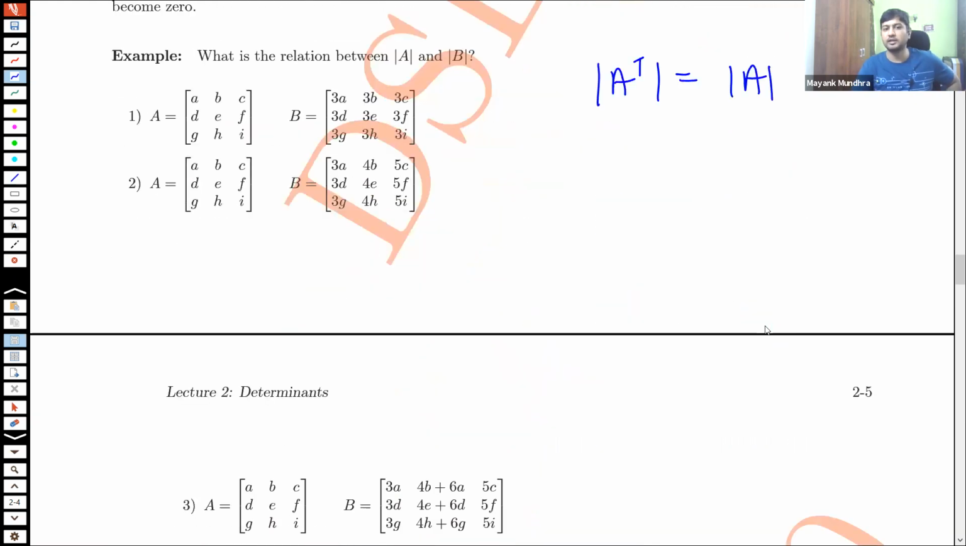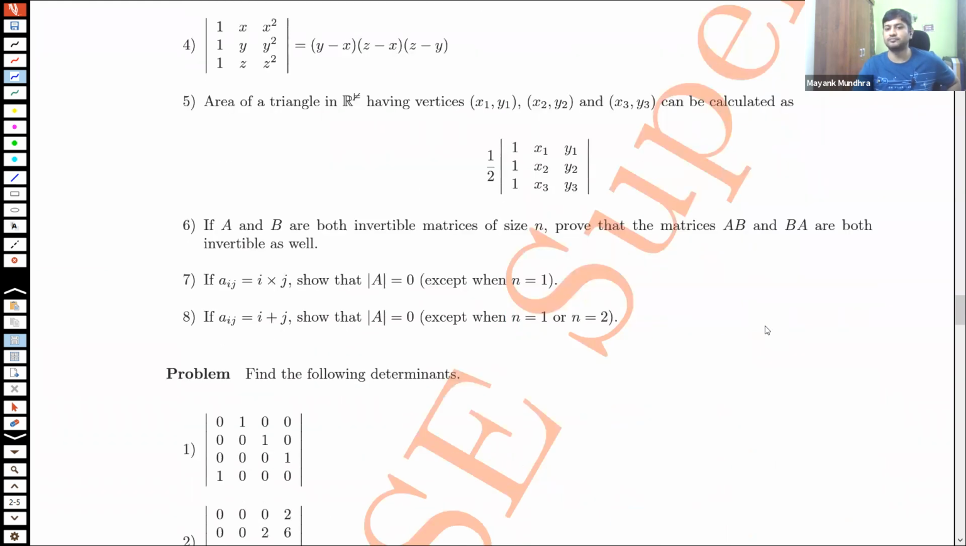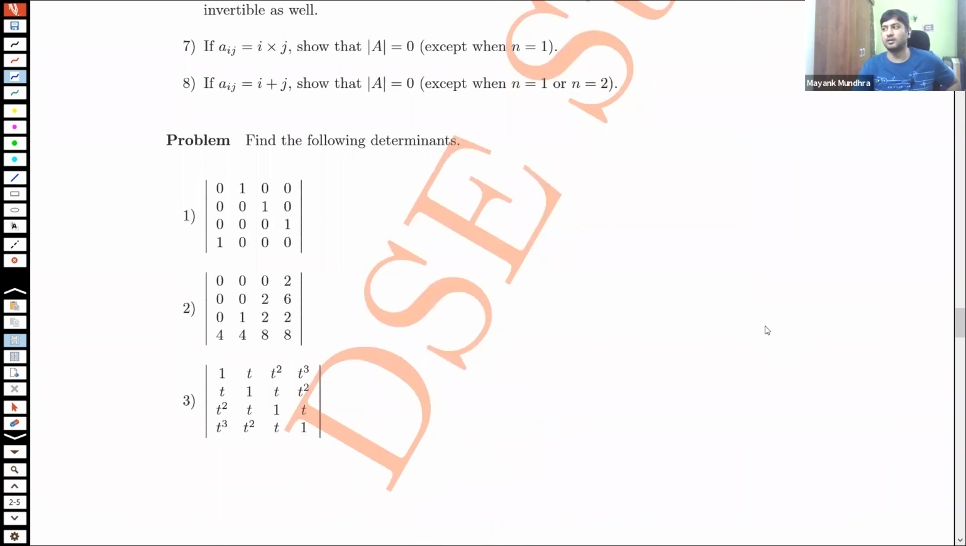And if nothing works, then at the end of the day, you always have your hard technique of finding determinants like you used to do. All right.